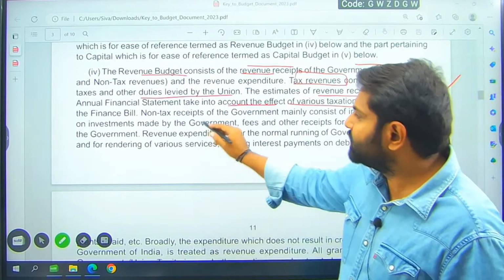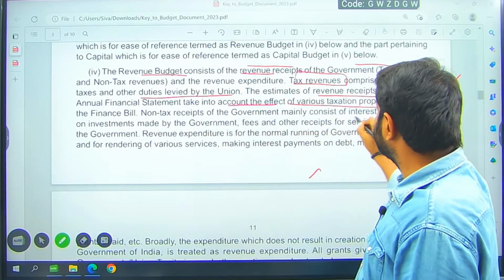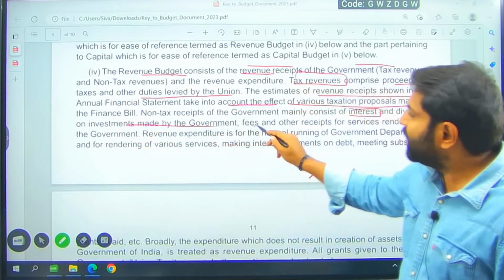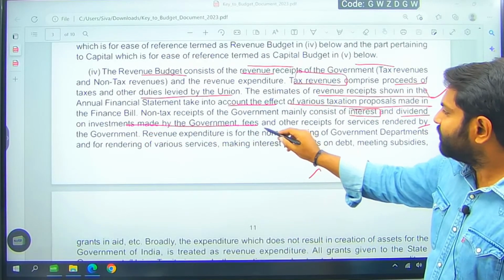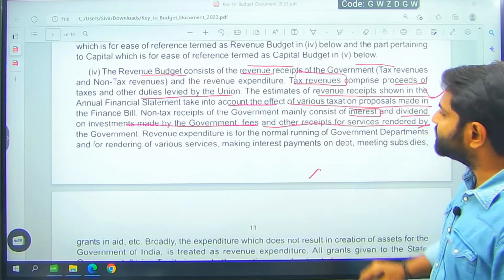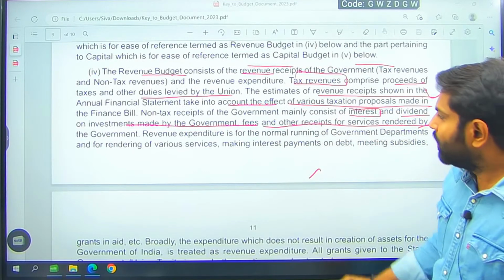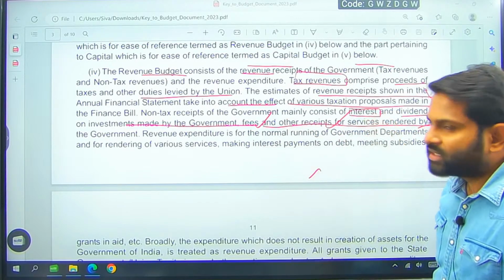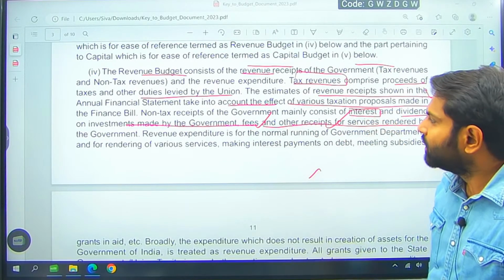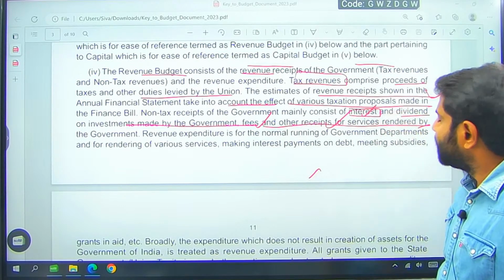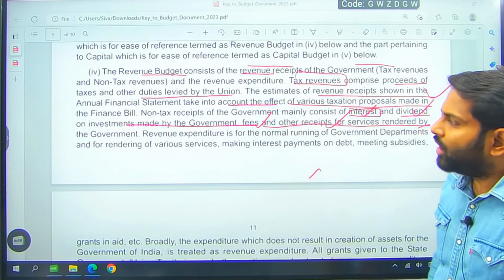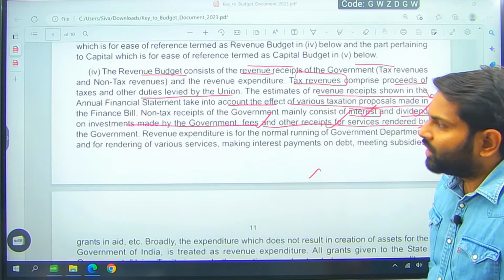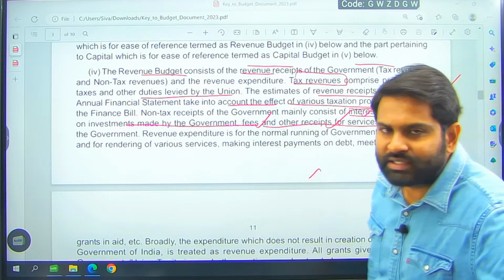And non-tax receipts of the government mainly consist of interest and dividend on investments made by the government, fees and other receipts for services rendered by the government. Normally, for any services, if they are taking money for giving services, that consists of interest and dividend on investments. All these come into revenue receipts as part of non-tax revenue.